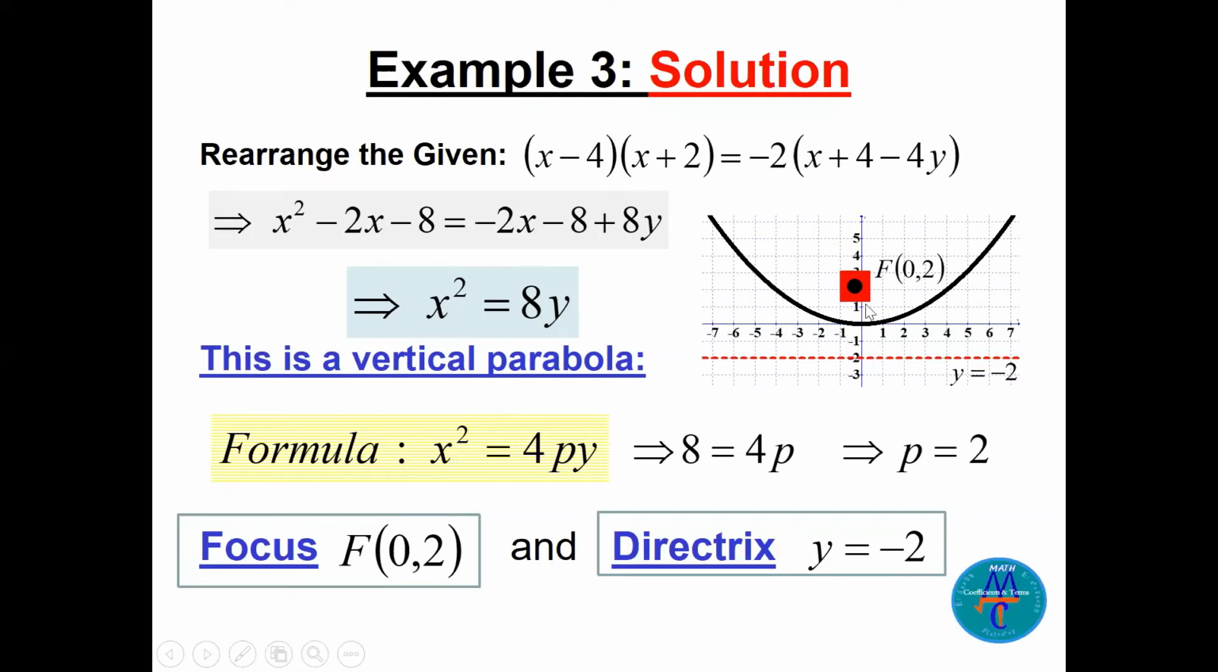If p is 2, that means the distance between the vertex and the focus is 2. So I can write focus (0, 2). Remember, focus is a point. Directrix is a line. So the distance now from V to the line is 2, but it will be down here. So y equals minus 2. That's a straight horizontal line.